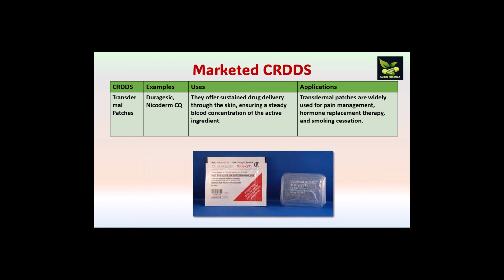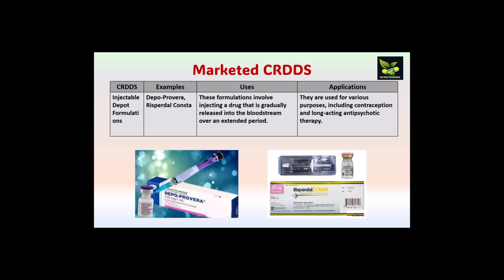Next, transdermal patches. Example, Duragesic, Oxytrol. It offers sustained drug delivery through skin, and they are widely used for pain management, then also hormone replacement therapy, and smoking cessation also. Then next category is injectable depot formulation. Example is Depo-Provera. Risperdal Consta is also another example. They involve injecting a drug that is gradually released into the bloodstream over an extended period. It can be used for contraception and long-acting antipsychotic therapy.